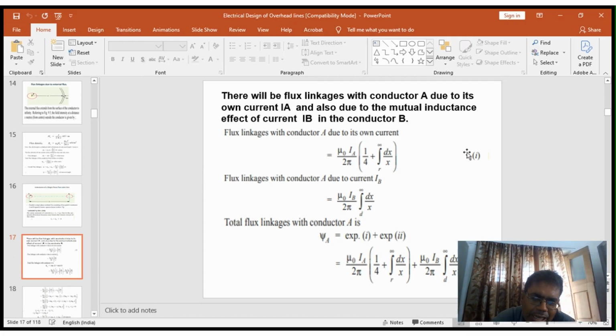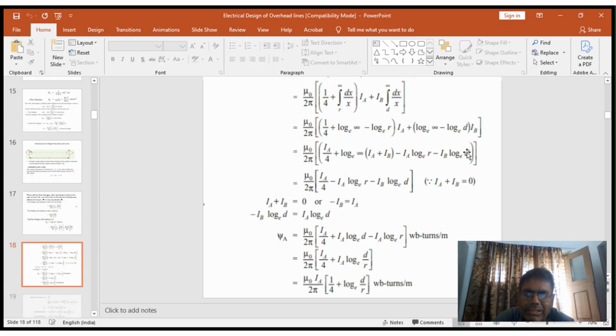That is nothing but the flux linkages with conductor A due to its own current plus the flux linkages with conductor A due to the current Ib, which is equal to mu 0 Ib divided by 2 pi times the integral from D to infinity of dx by x.